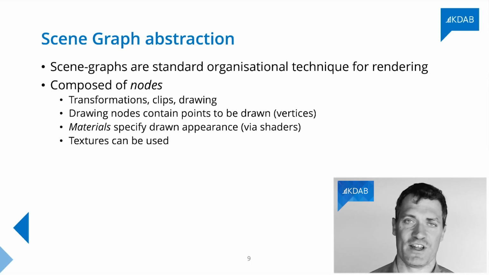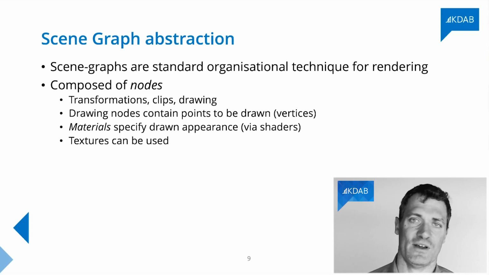Higher levels in the tree will deal with transformations and clipping, and lower levels in the tree will typically specify a number of vertices or triangles to be drawn, making up maybe a rectangle, a rounded rectangle, a piece of text, or something more complicated. Crucially, materials can be used to assign the appearance of drawn elements, and these typically will involve using shaders to, for example, simply do a flat color, some transparency, or a gradient. And textures can be used to give images visible on the screen.